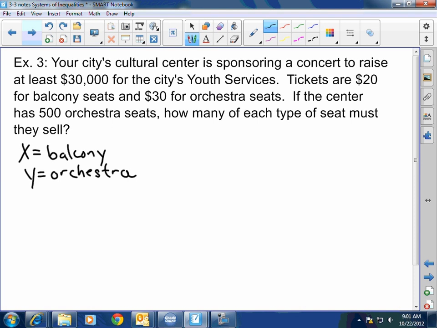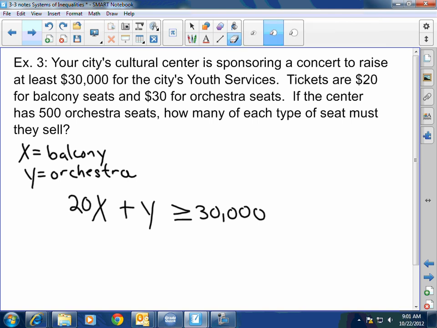No. I don't want to be rude, but no. Think about that, my man. You're saying that X plus Y, first of all, it's not equals. It's at least. So it has to be greater than or equal to, but look, you did not assign any values to your balcony seats or your orchestra seats. It's $20 for every balcony seat, plus $30 for every orchestra seat, to have a total of $30,000. Do you guys see this?